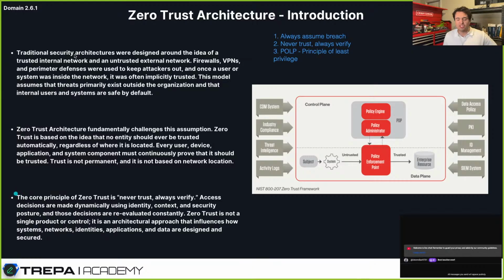Okay, so let's just read some of these bullet points here. So traditional security architectures were designed around the idea of a trusted internal network and an untrusted external network. I've talked about this a lot, where we have that easy perimeter, that moat around our castle: you come sit at the HQ and you do your work and you go home and no one bugs you.